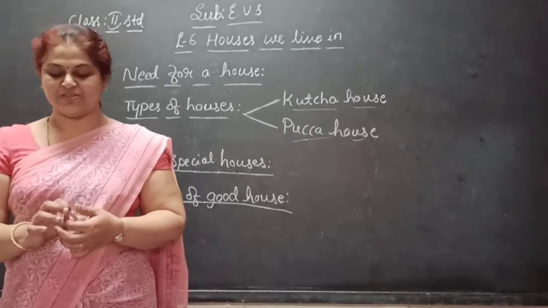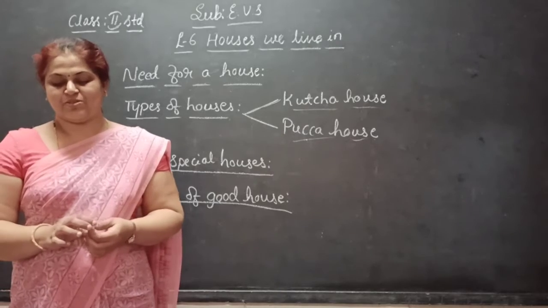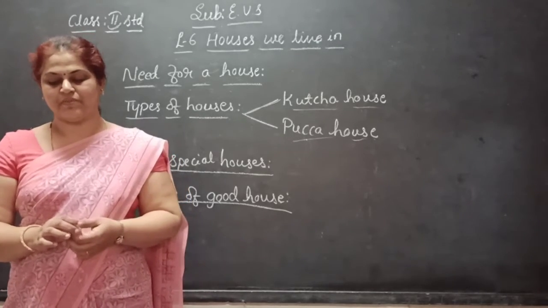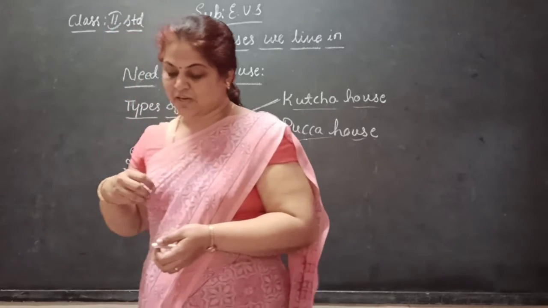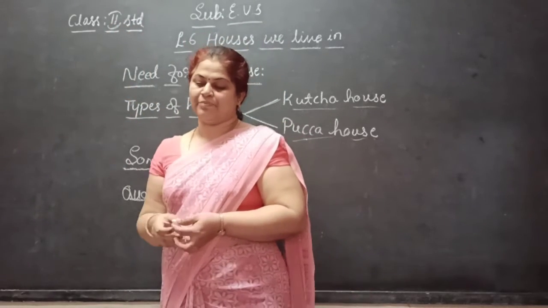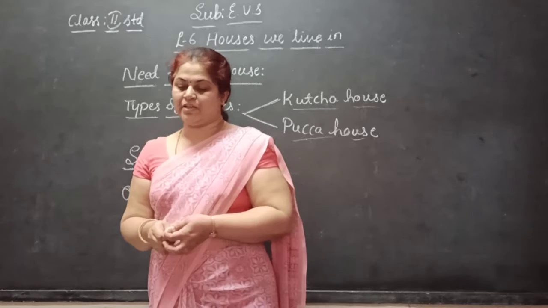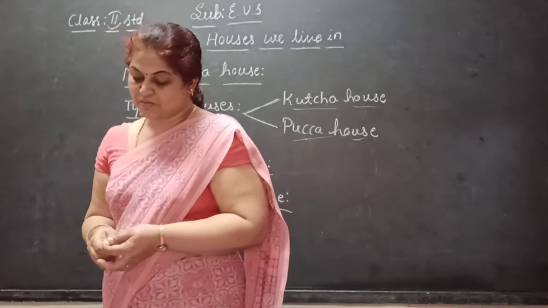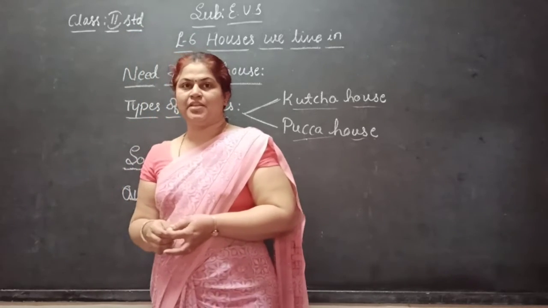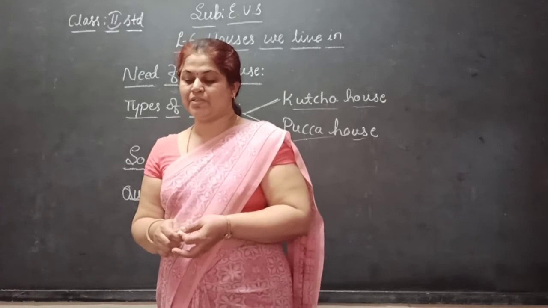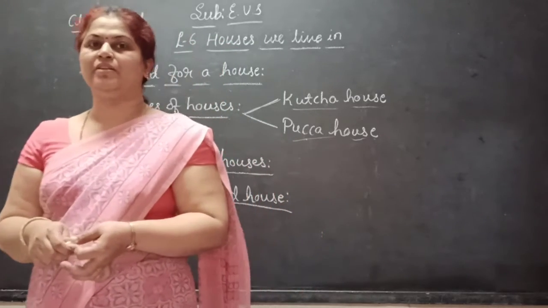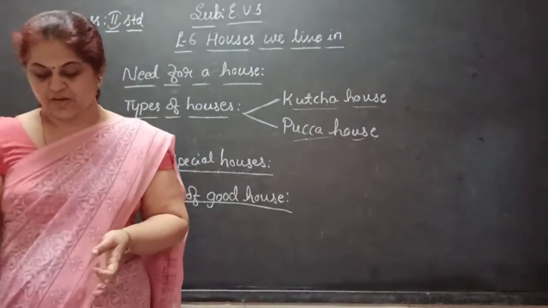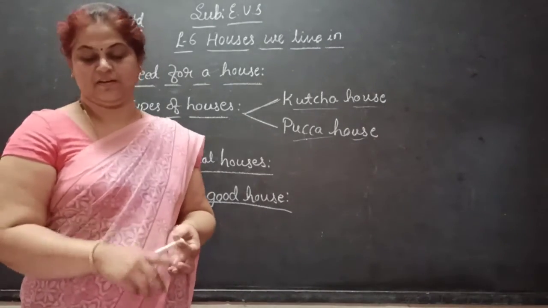Caravans are houses on wheels. They are also called motor homes. We can take them anywhere, wherever we want, from one place to another. So these caravans we call motor homes. Next is houseboats. Houseboats float on the water and we can find these boats on Dal Lake in Kashmir and the backwaters of Kerala.